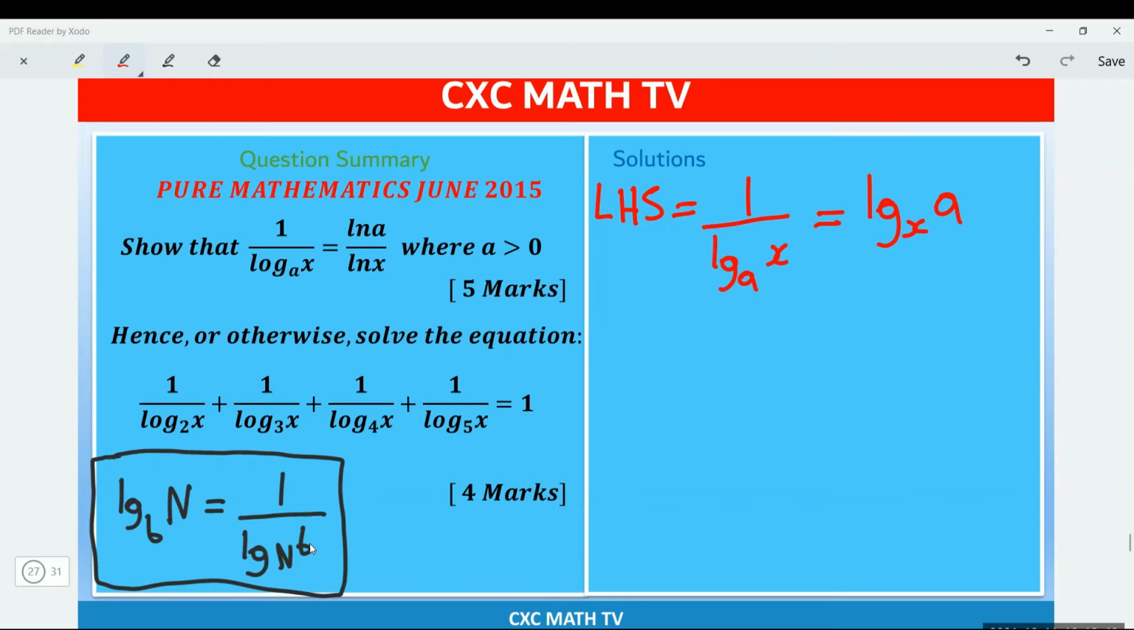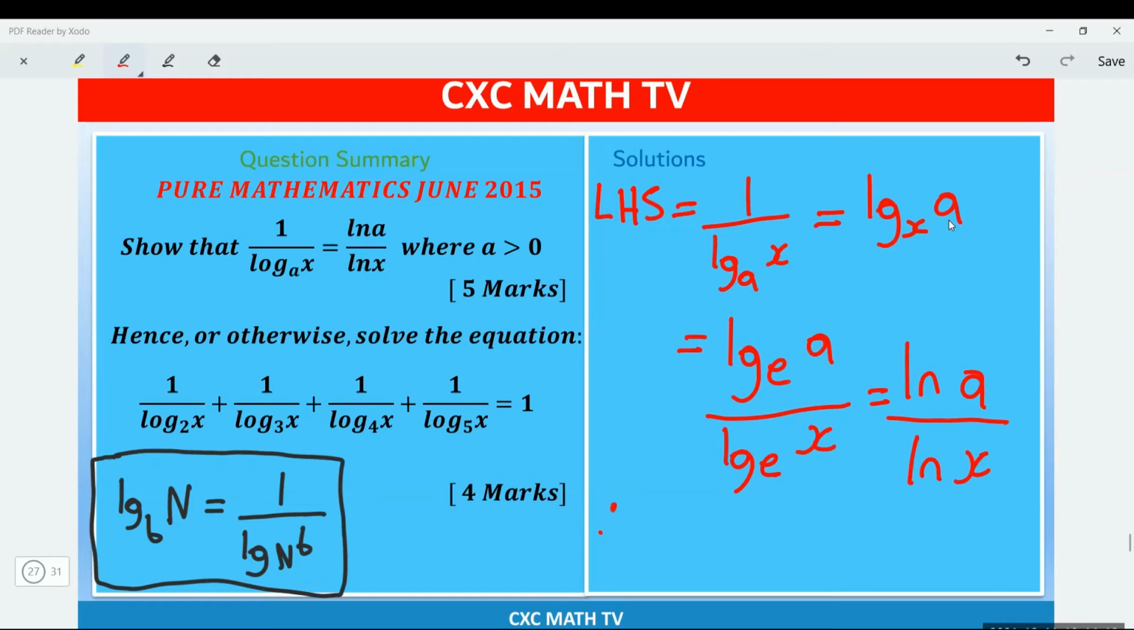So all of that right there is just log base x of a. Now we need to use the change of base law and change this to log base e. So this is now log base e of a divided by log base e of x. Now log base e of a is ln a, and log base e of x is ln x. So it proves it. Therefore, 1 over log base a of x is equal to ln a over ln x, and we've proved it quite easily.